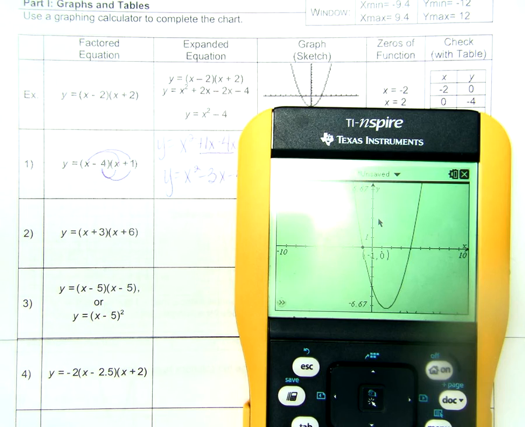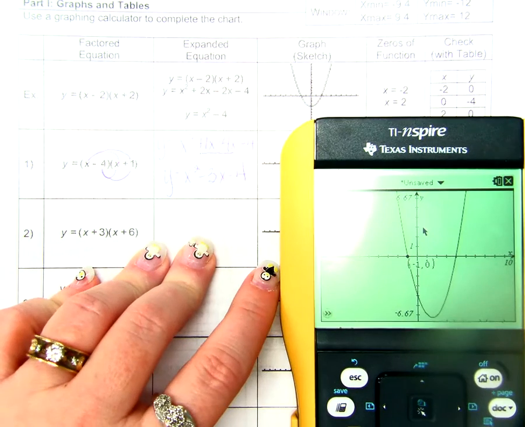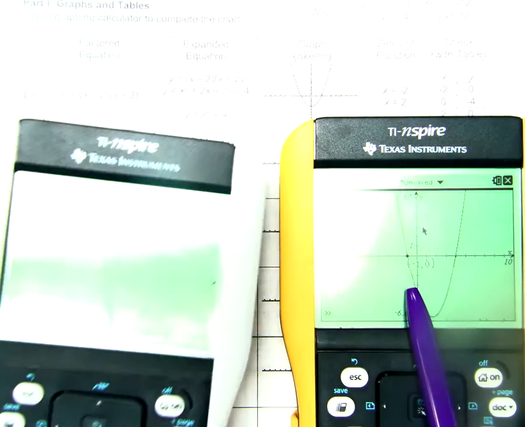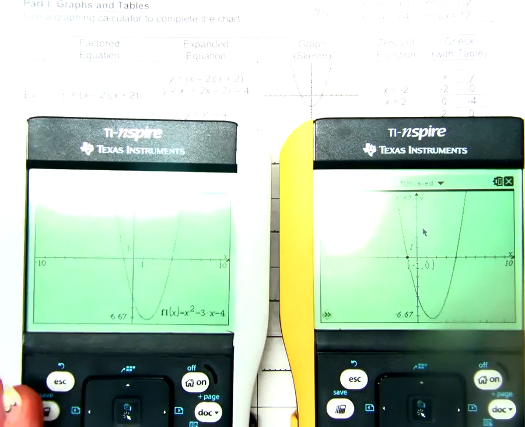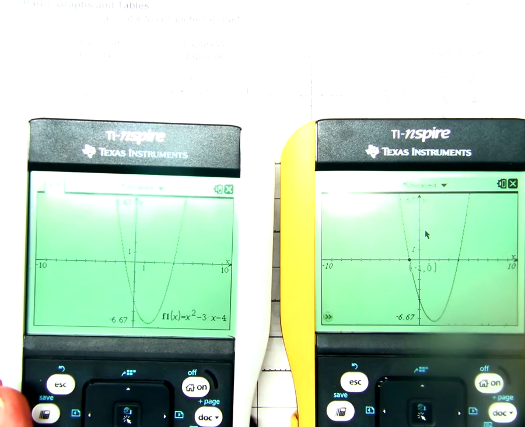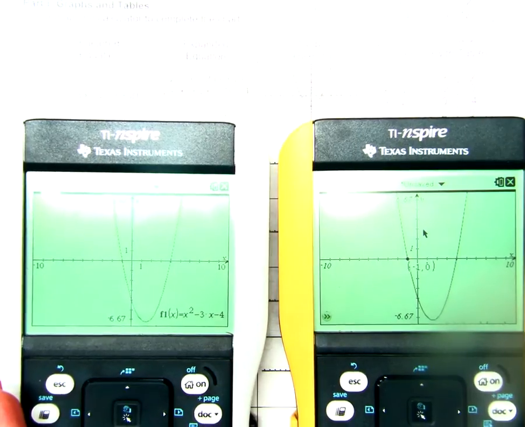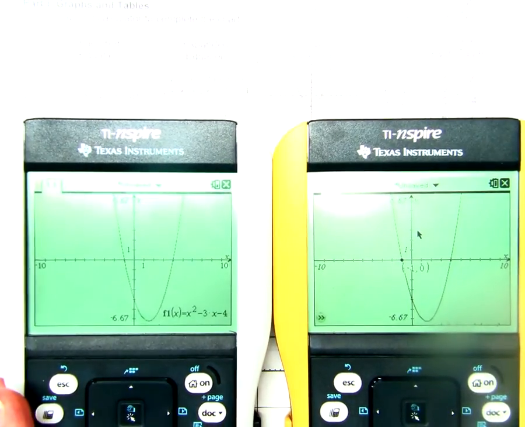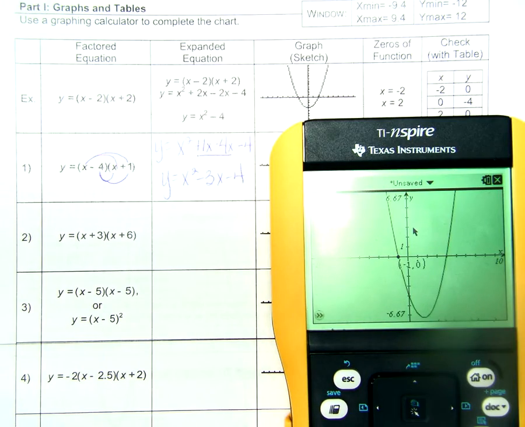Brooke, let me see yours real quick. Let me see your calculator. I gotta show you something. Here's mine. You guys saw what I put in, right? I put the factored equations in. Here's Brooke's. She put the expanded equation in. It's the same thing. Did we expect it to be the same thing? Should it be the same thing? Absolutely. Okay? Thank you very much for sharing that.